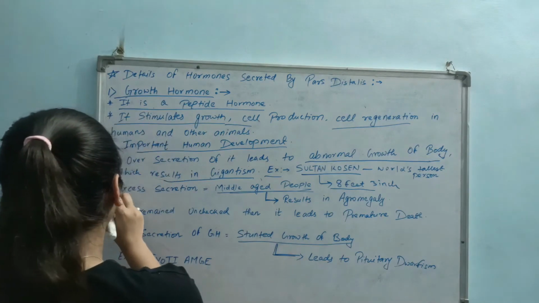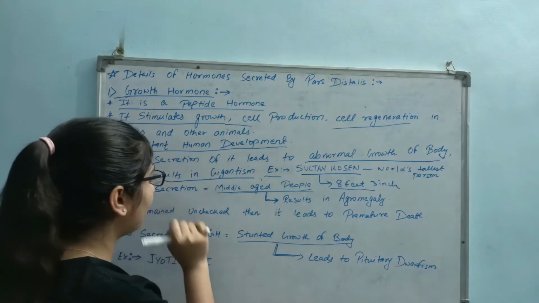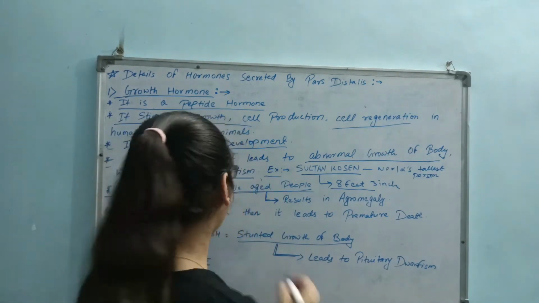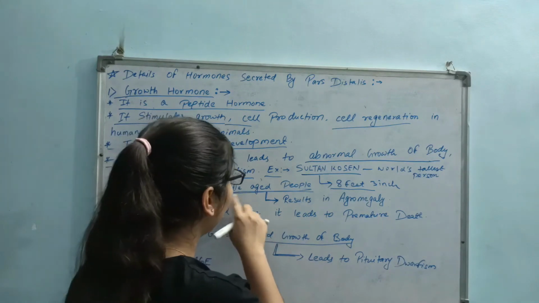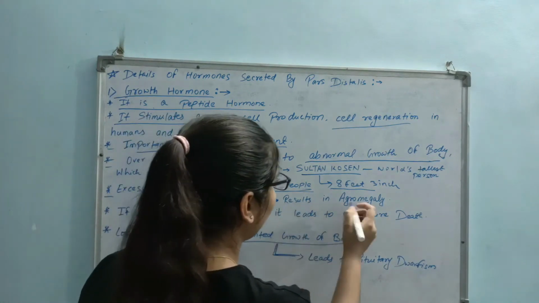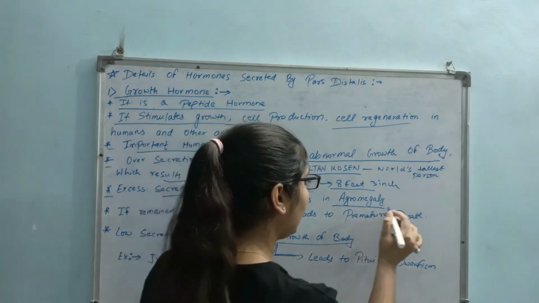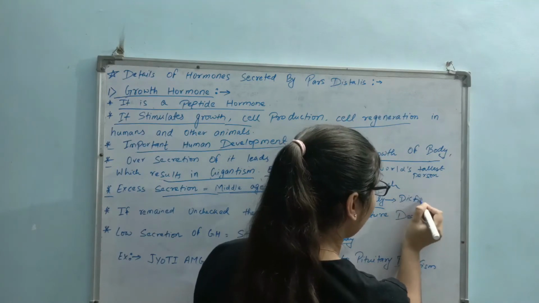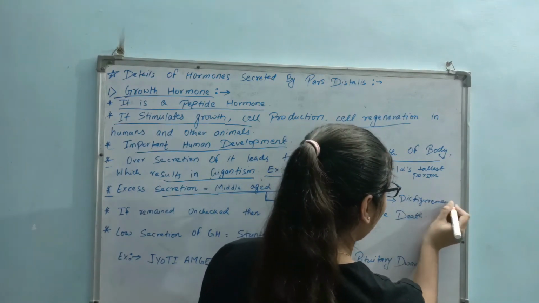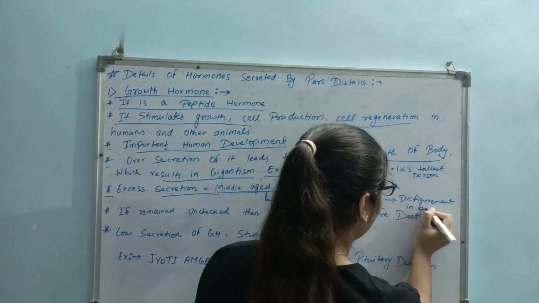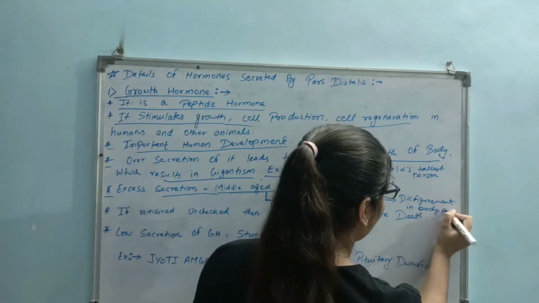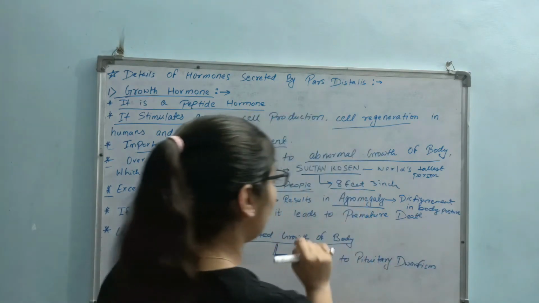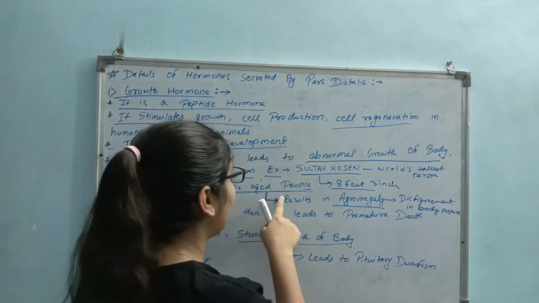Now, fifth feature is excess secretion in middle-aged people. It is very common in middle-aged people. So, excess secretion in middle-aged people results in acromegaly. Now, what is acromegaly? Acromegaly is the disfigurement in body posture. Disfigurement in body posture. It is very common in middle-aged people.